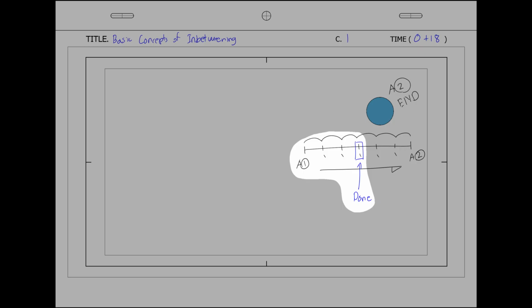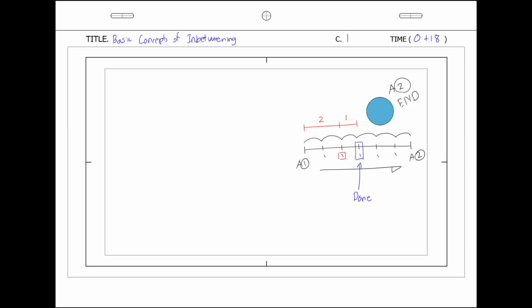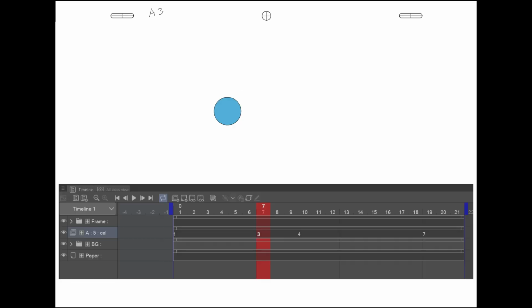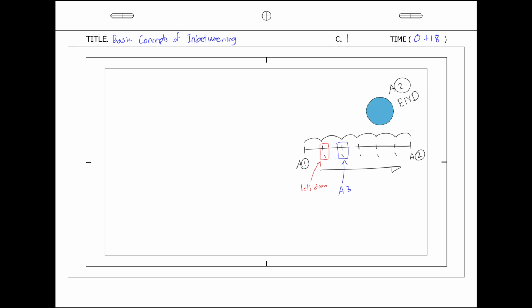To draw another one, let's look at the spacing chart again. This time, there is no such thing as the middle one. So we will take this one, and if we look at the chart, we can see that it is 2/3 away from A1. And from the timesheet, we know that this drawing has to be at frame number 7. So let's draw another drawing at frame number 7 and make sure that the spacing is 2/3 away from A1 and name it A3.